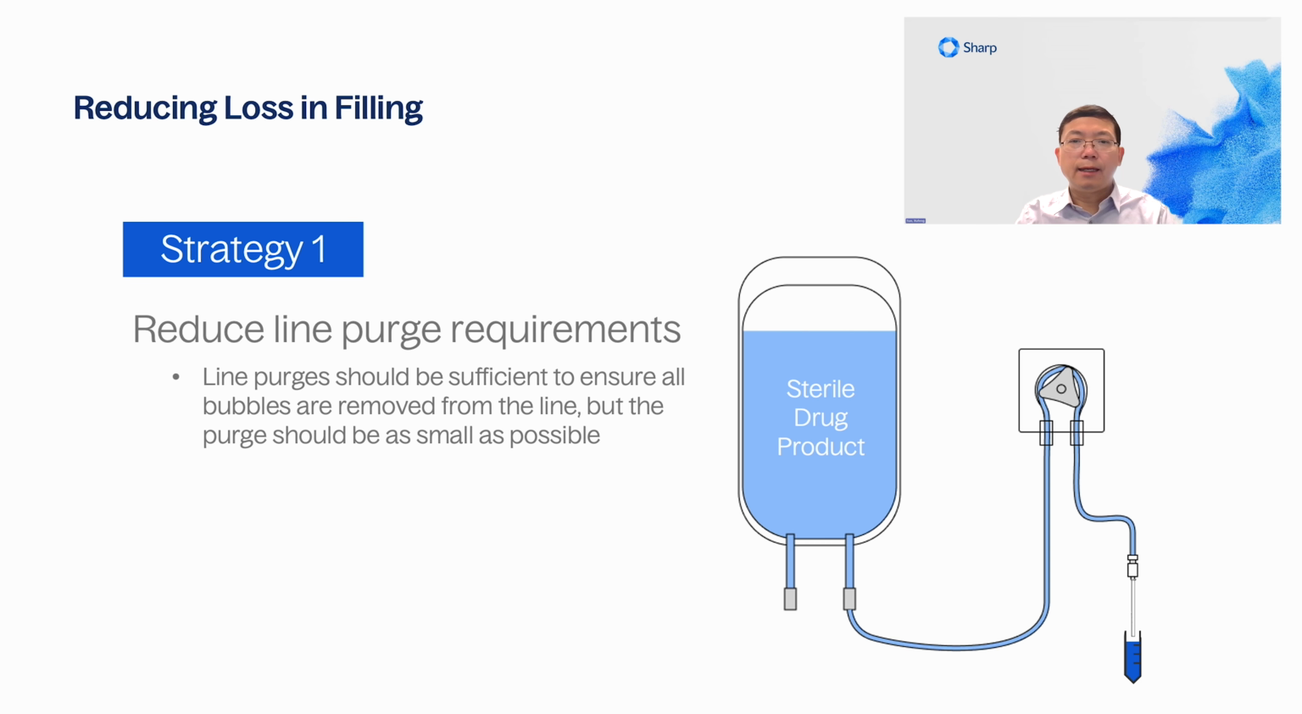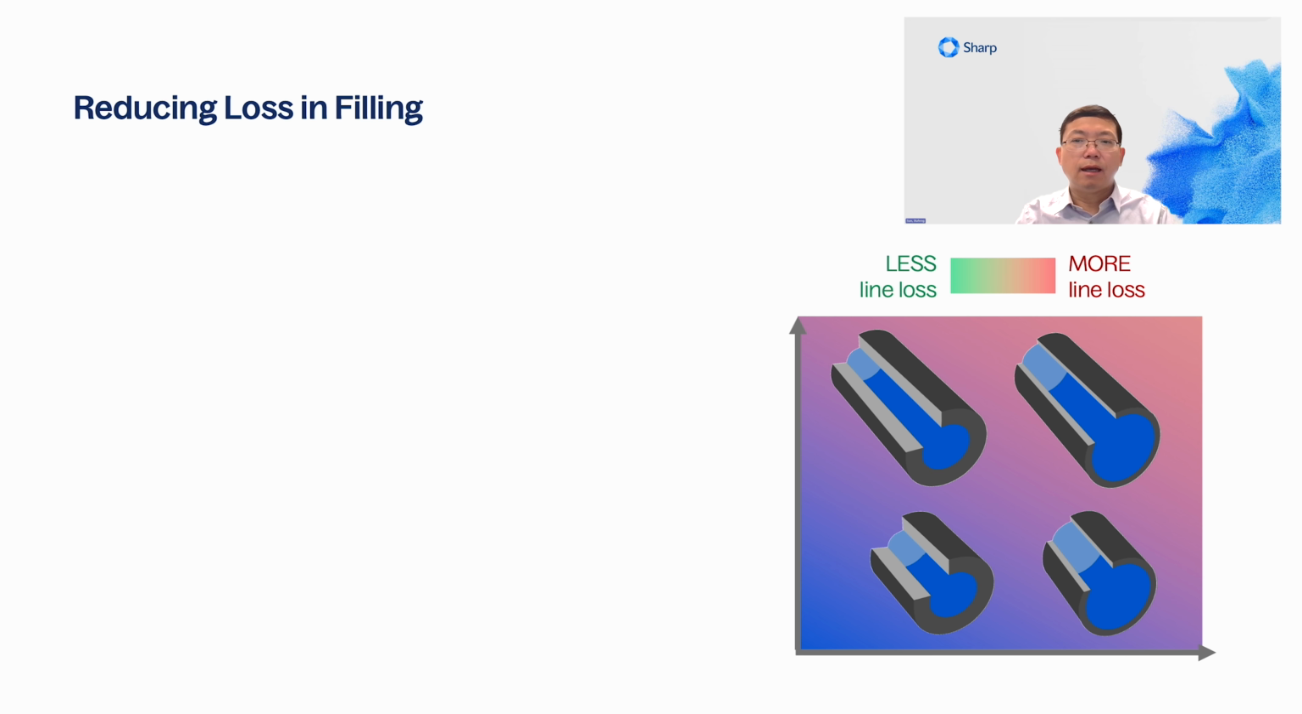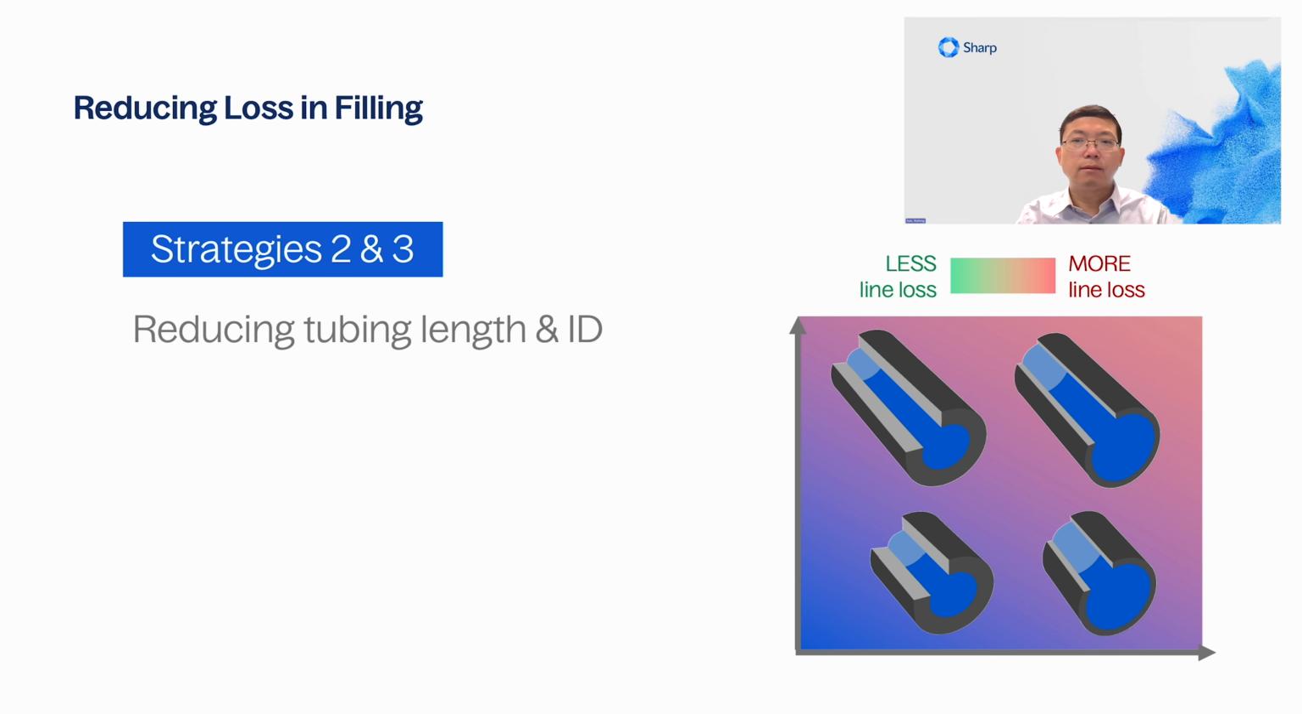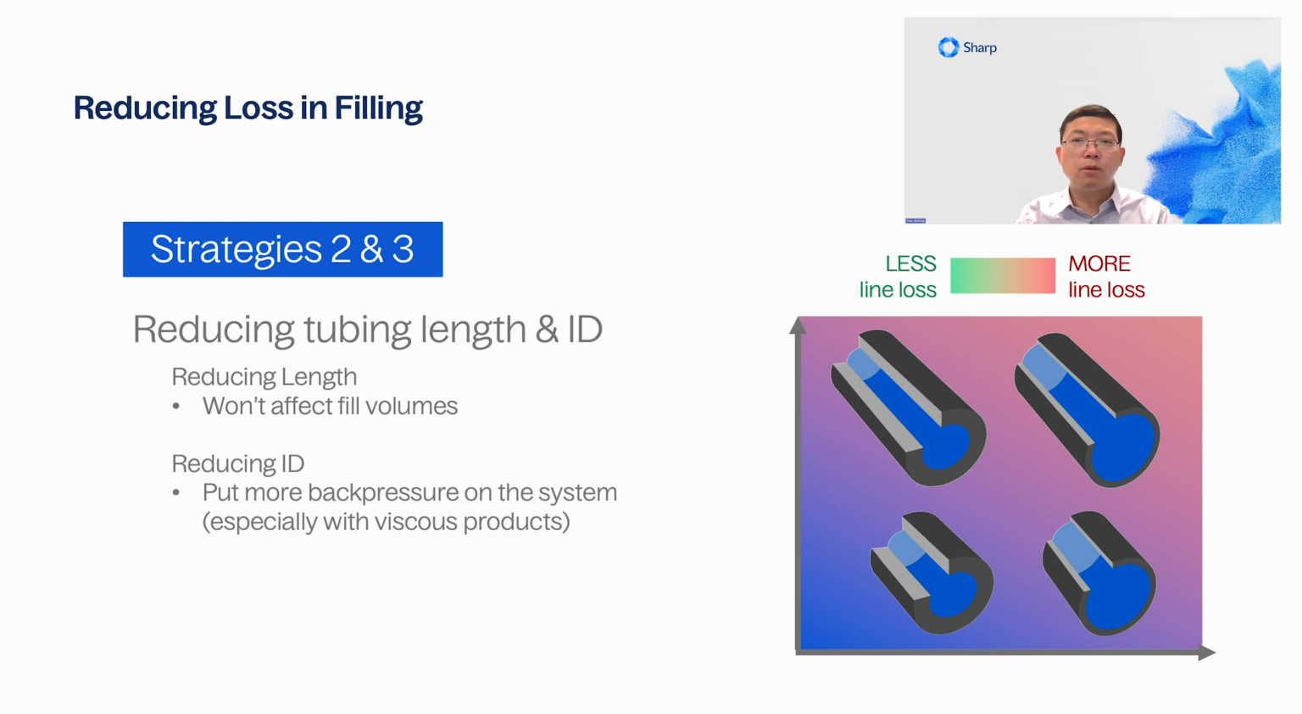Another way to save product is to reduce the tubing length and inner diameter. Again, tubing length will not affect your fill, but reducing the inner diameter will put more stress on the system, and it will require slower filling. So the tubing should be cut at the shortest possible length, and the inner diameter should be optimized to reduce volume loss without adversely affecting your fill.